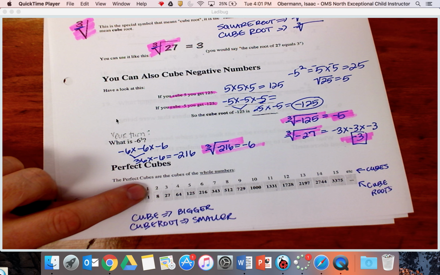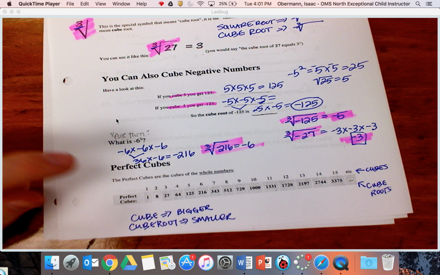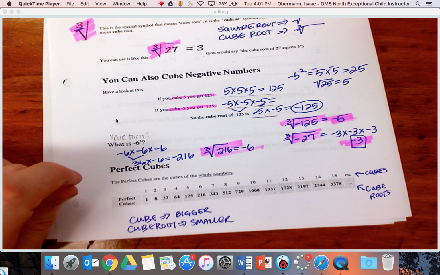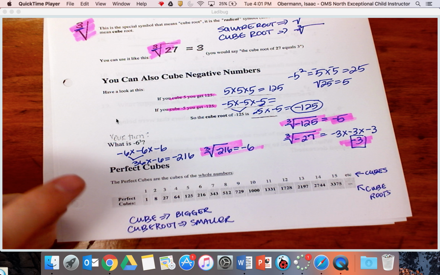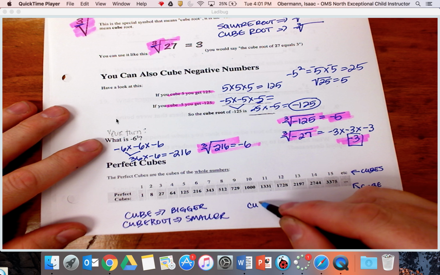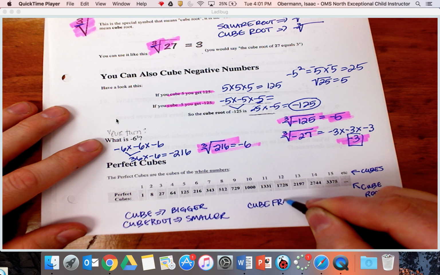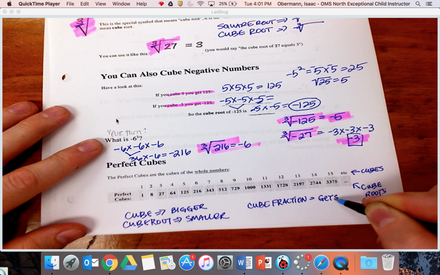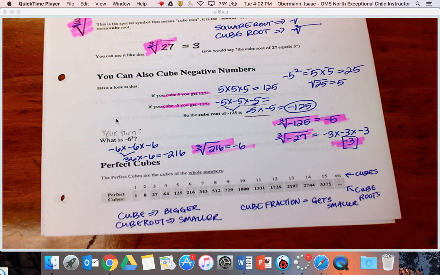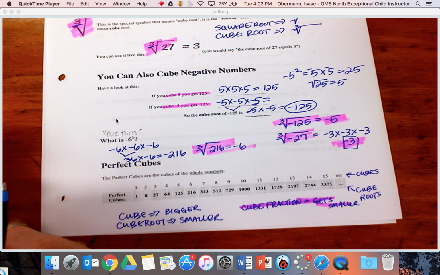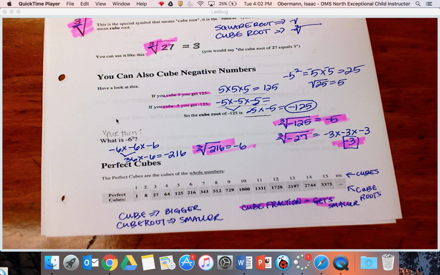You can see when I cube 2, I get 8. It gets bigger. If I cube 3, it gets 27. It gets bigger. If I cube 5, I get 125. It gets bigger. But it changes a little bit. What happens if I have a fraction? If I cube a fraction, it gets smaller. Okay? The answer gets smaller. So make sure you are aware of that, because you will see that in a minute. You'll see that when you cube a fraction, the answer actually gets smaller in this case.